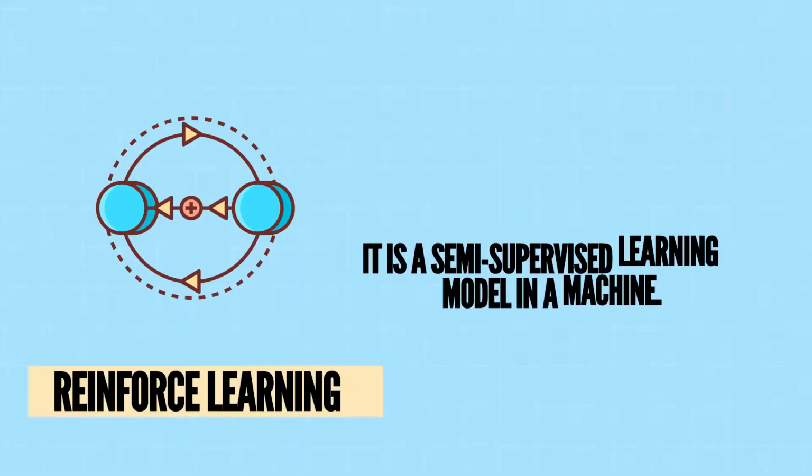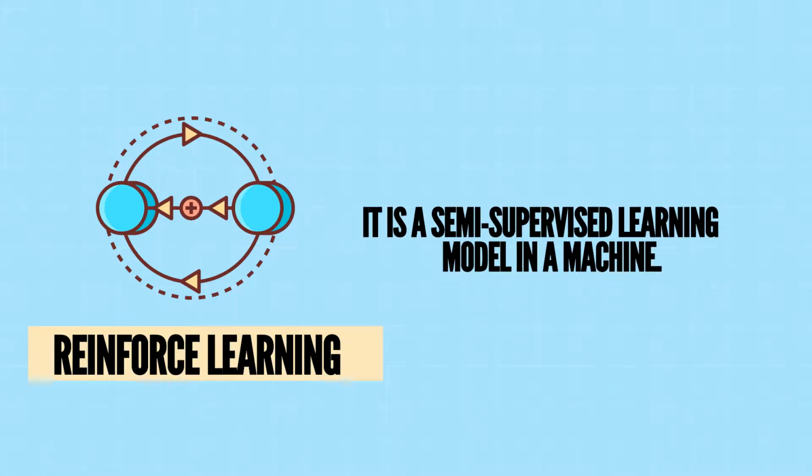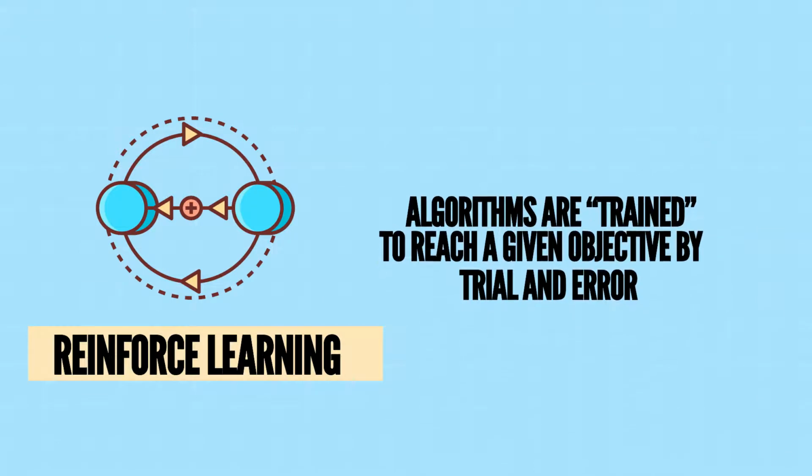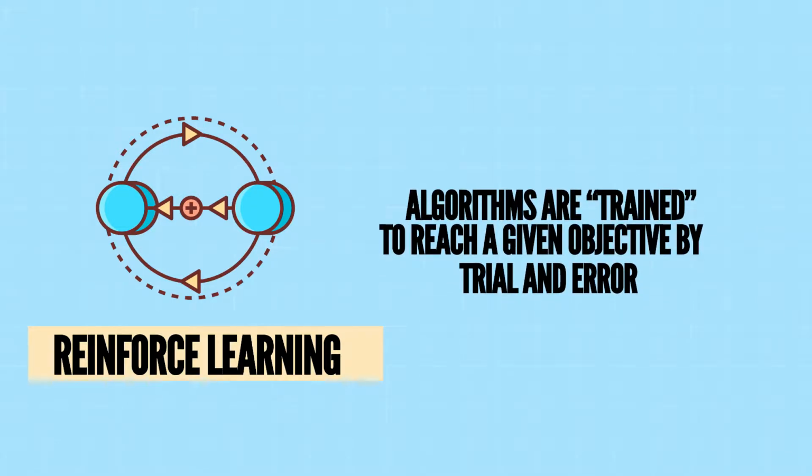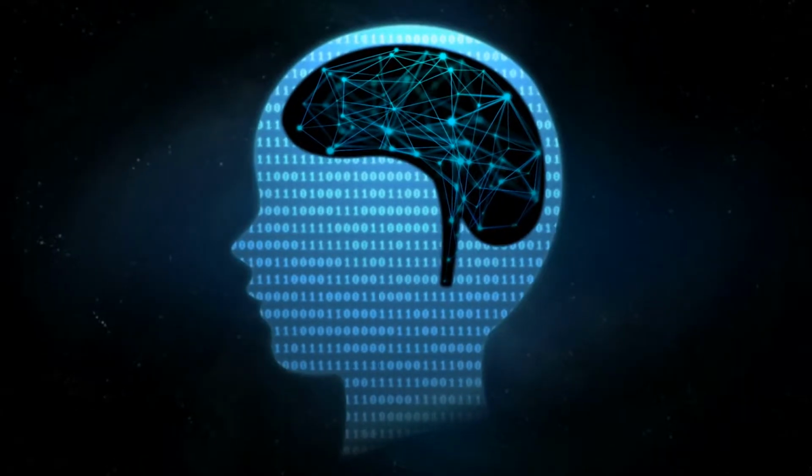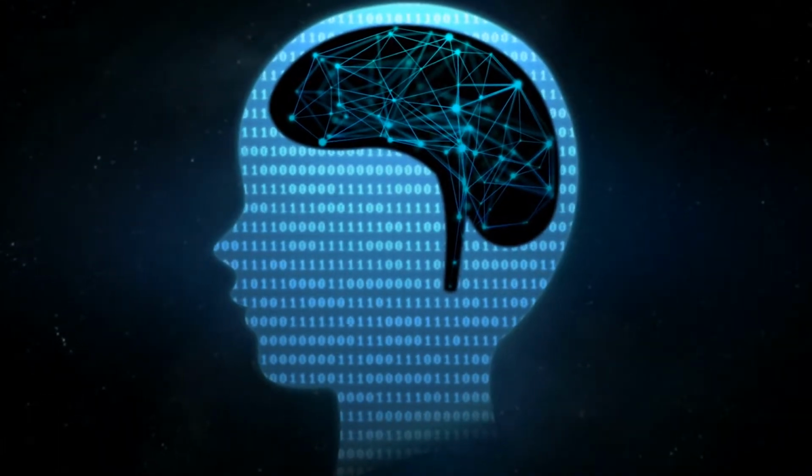Last but not least, reinforced learning. It is a semi-supervised learning model in a machine. Algorithms are trained to reach a given objective by trial and error. In a way, a system of rewards and punishments is used.